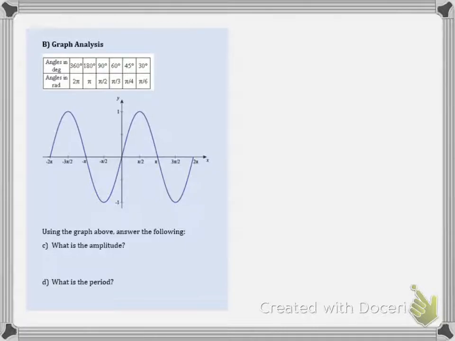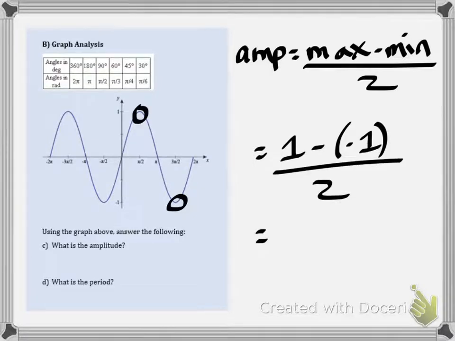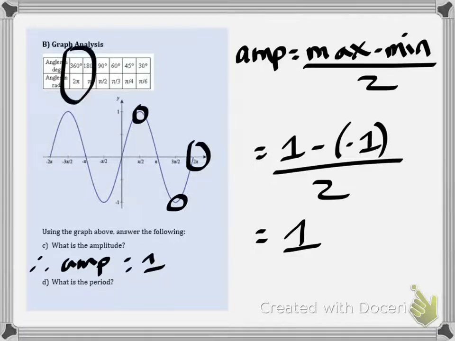Another type of question they might ask you is, what is the amplitude? And you know that amplitude is max minus min divided by 2. So your max here is 1, and your min here is negative 1. So once again, 1 minus, bracket, negative 1, divided by 2. And that gives you 1. So therefore, amplitude is equal to 1. And what is the period? Well, you can clearly see that the period is 2 pi, which according to our chart is 360 degrees.